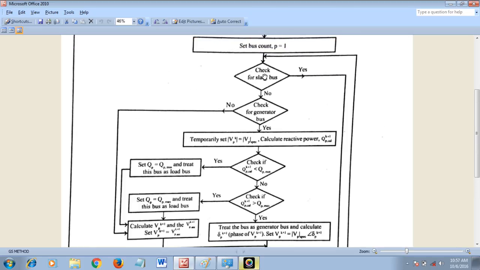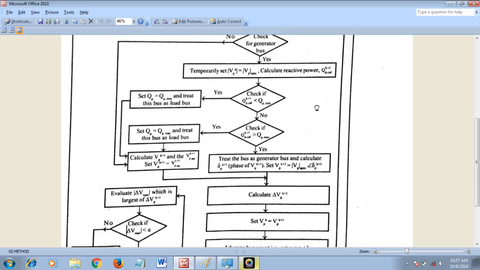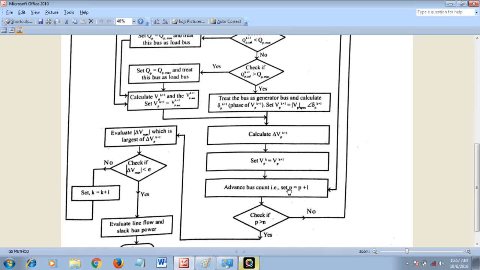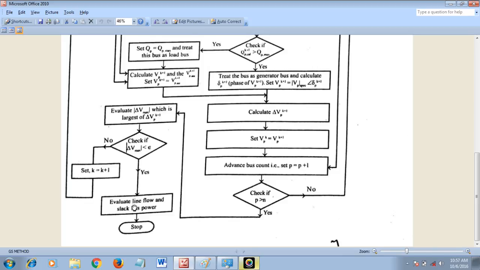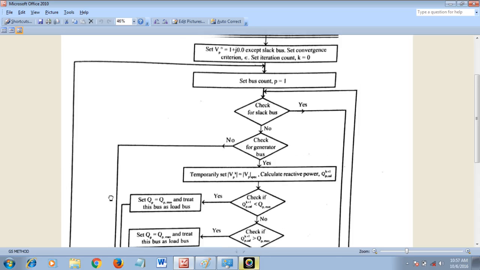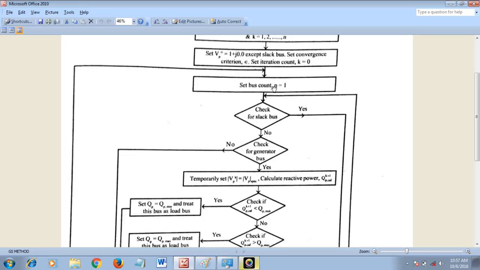So if it is a slack bus, we move to the yes statement and proceed with advancing the bus count. You have to increment the bus count and check if p is greater than n. If it is yes, you have to evaluate the maximum change in voltage. It is less than or equal to your convergence parameter. If that happens, yes, you have to evaluate line flow and slack bus power. Stop. Suppose the convergence criterion is not satisfied, you have to take the no condition. The no condition means k equal to k plus 1. So when k equal to k plus 1, again you have to proceed with setting your bus count, again p equal to 1. The process goes on as usual.